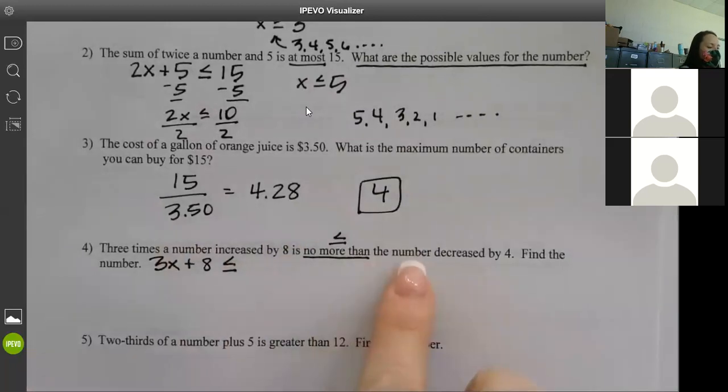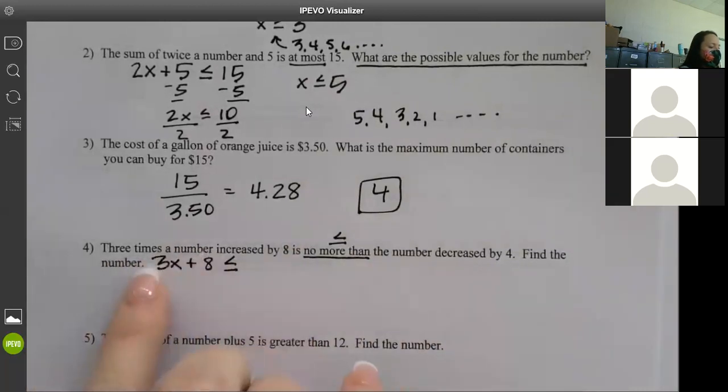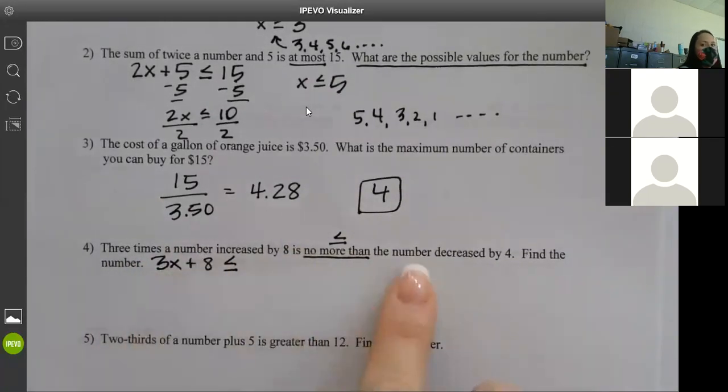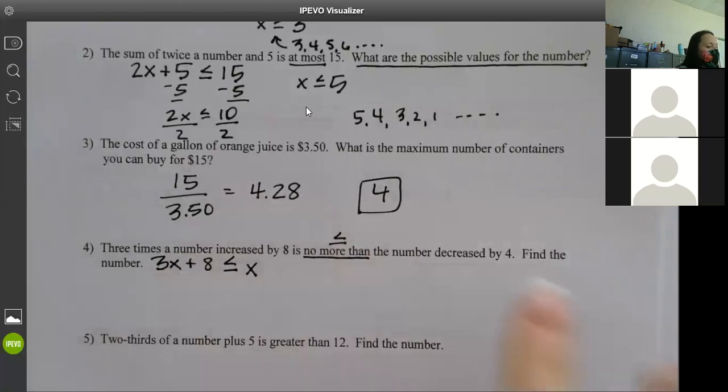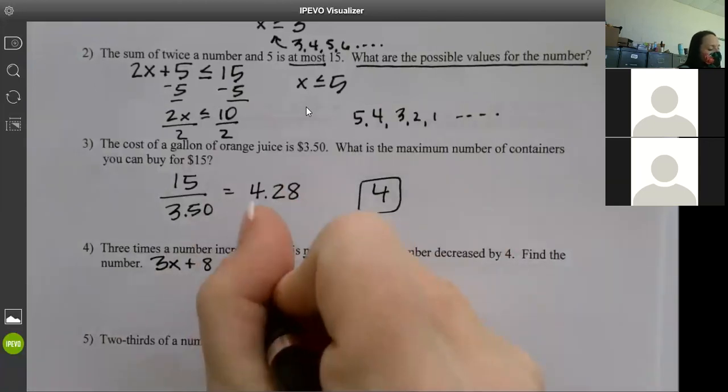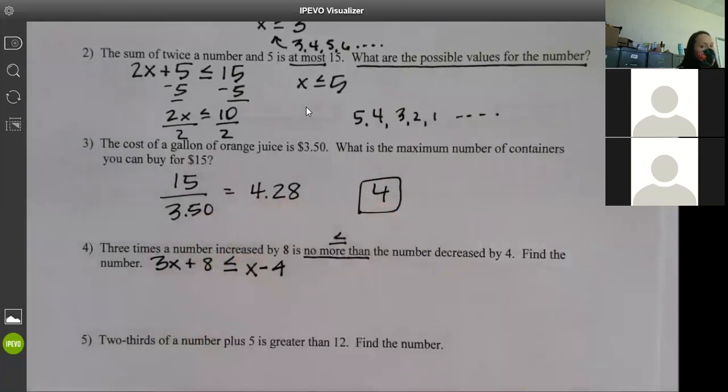The number, what do we choose for our number? Over here we said 3 times the number was 3x. So what was our number? X decreased by 4. Decrease means subtract 4. That one was kind of hard. And just remember, anytime it says a number, that means you're going to put a letter.